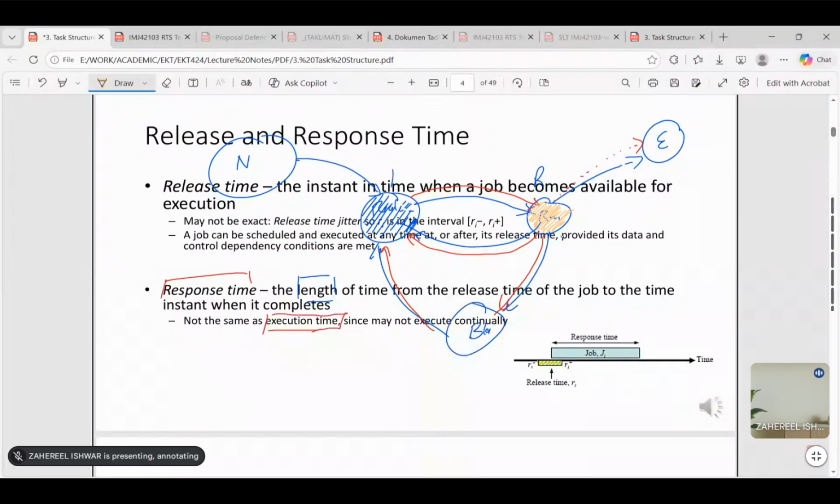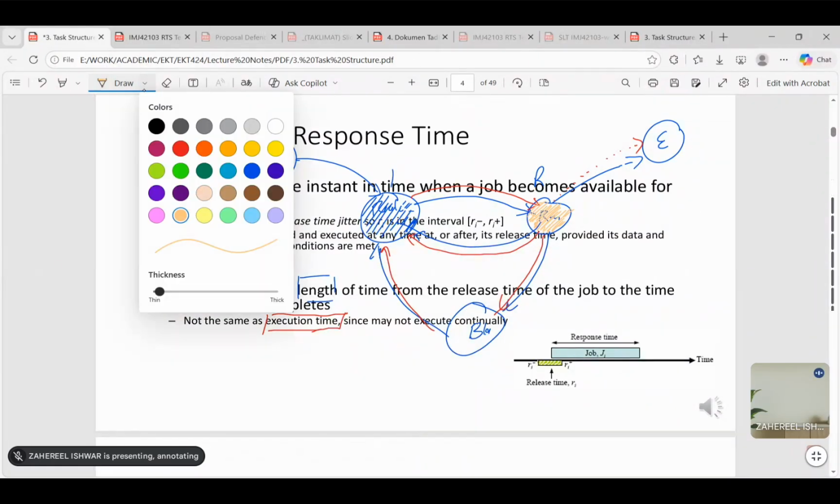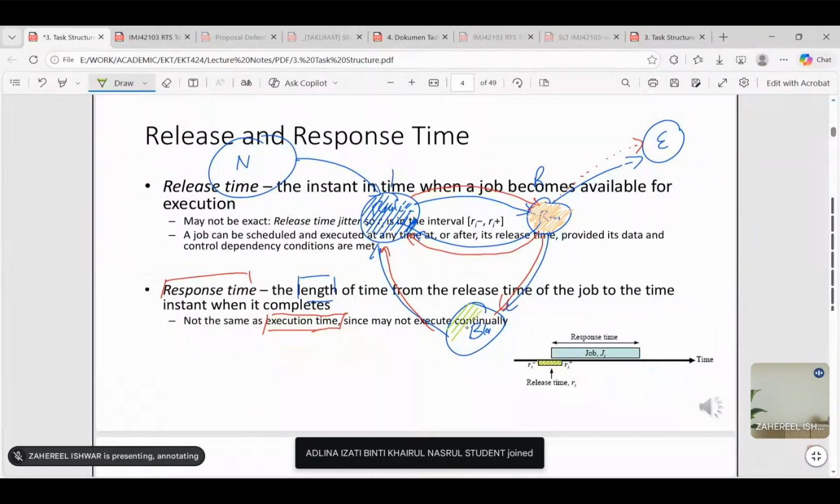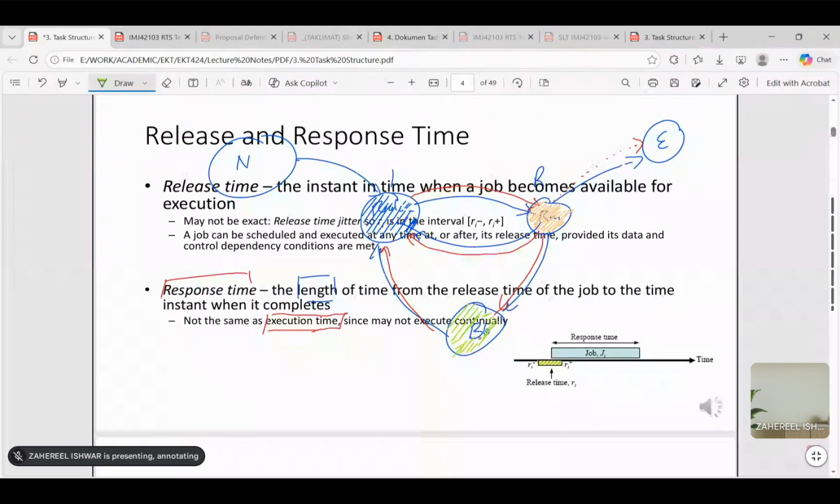Okay. However, response time involves 1, 2, 3. Also, the time it was blocked for I/O, blocked for whatever reason. Okay. So response time includes blocking time, the time the job was blocked. Okay. Any question?